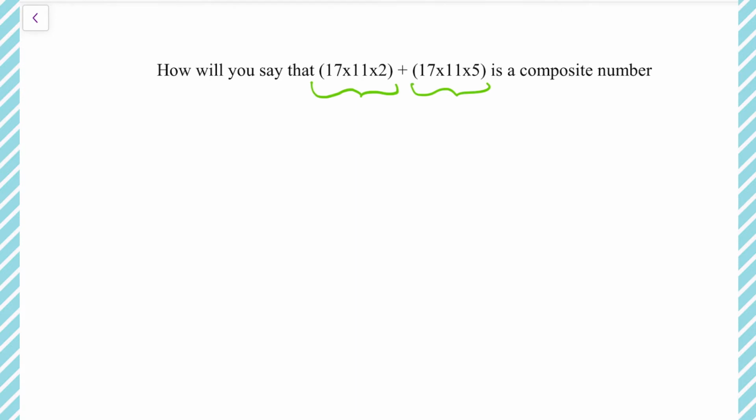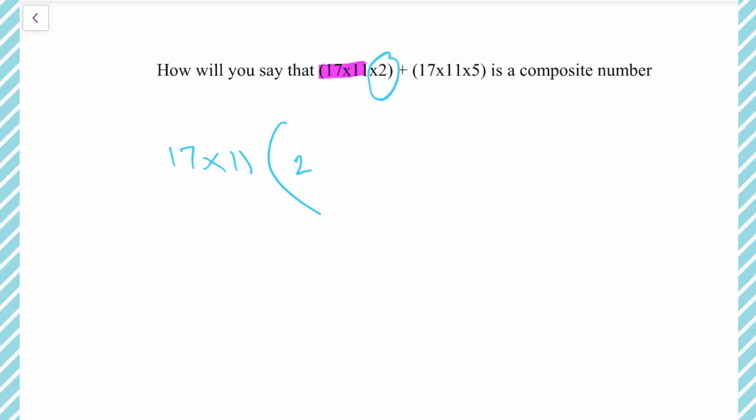So in both the terms, which numbers are common or repeated? Here 17 is there, here also 17 is there, here 11 is there, here also 11 is there. So 17 into 11 is repeating. So now 17 into 11, I am taking it outside completely. So now observe clearly. 17 into 11 we are taking outside, right? So from the first term, if we take 17 into 11 outside, then what are we remaining with? We are remaining with the number 2. So write that 2 inside.